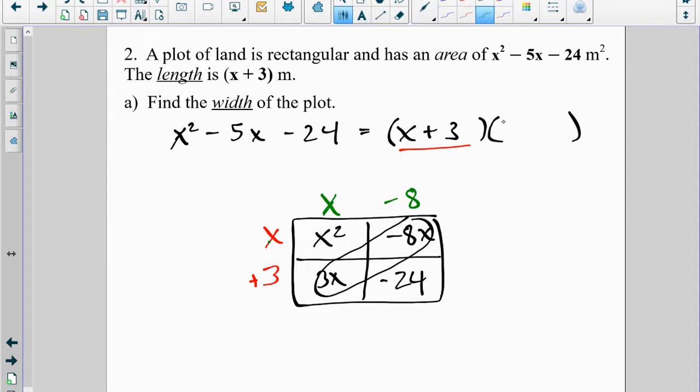So it looks like the width of the plot is x minus 8. And that would be measured in meters, just like all the others. All right, so we were given the area and the length, and we could use that then to find the width of that plot of land.